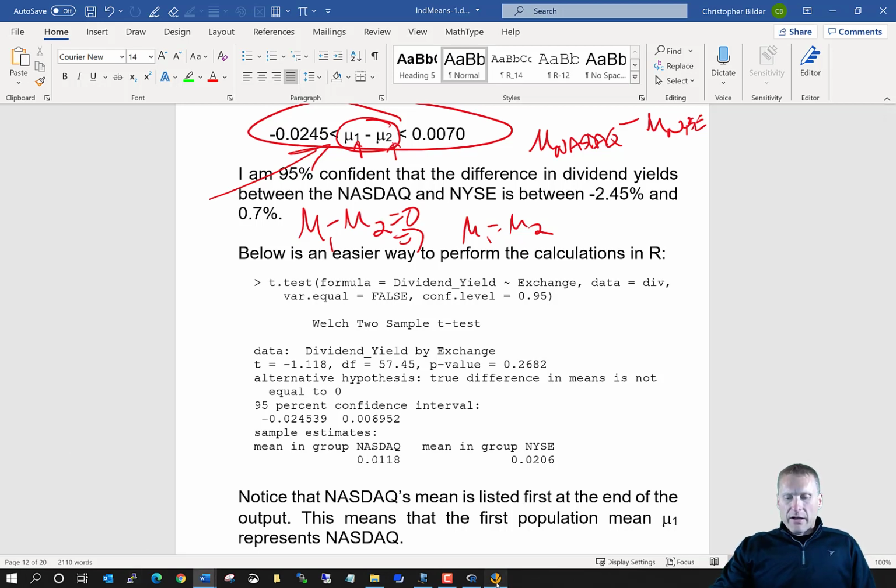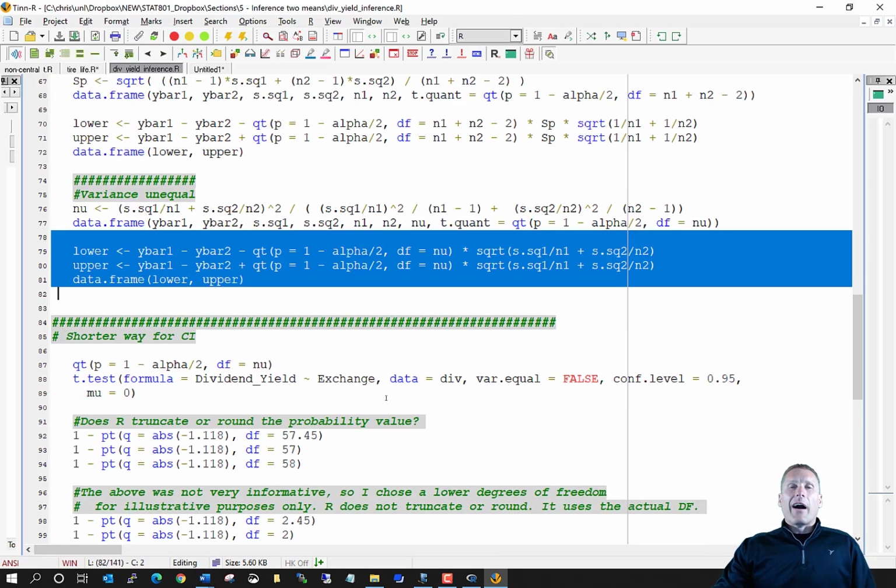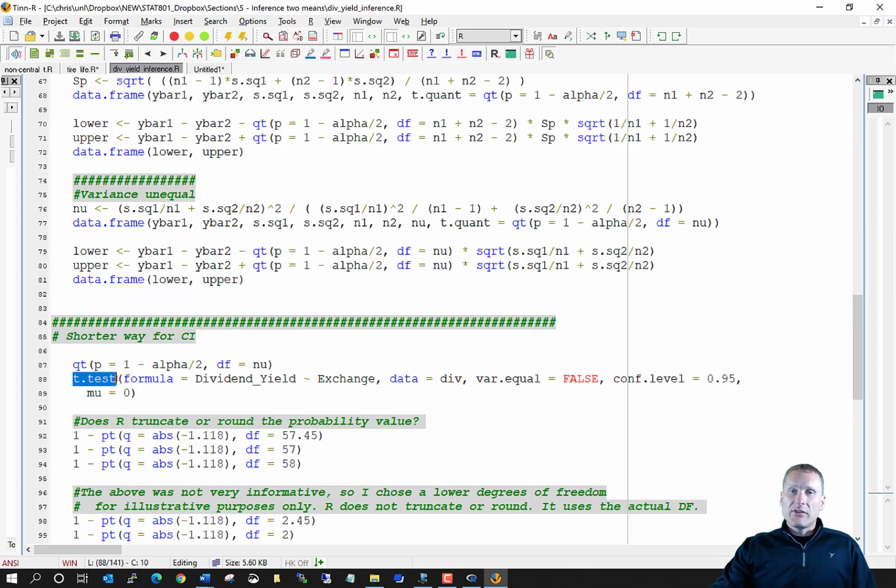Okay, let me go back here to 10. So I showed you the harder way to do the confidence interval first, because it's very important to understand how these calculations are being done. An easier way would be simply to use the function called t.test, where the syntax then is as follows.